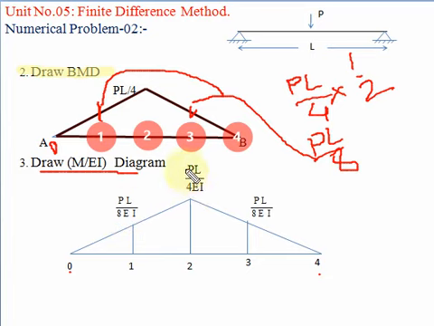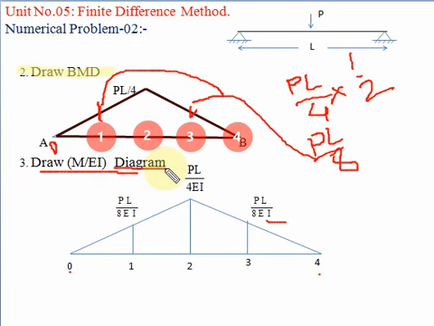So at node 2 it will be PL upon 4, the value of bending moment, divided by EI, so PL upon 4 EI. And at node 3 it will be PL upon 8 divided by EI, so PL upon 8 EI. Okay, so this is the M upon EI diagram.